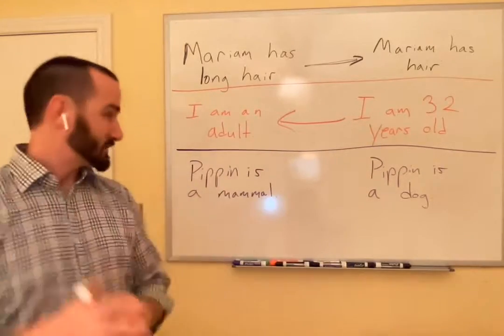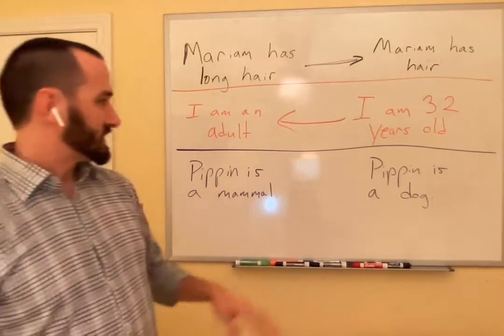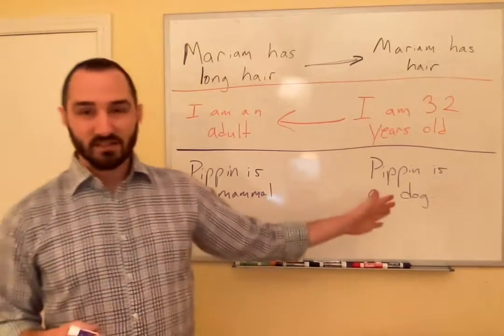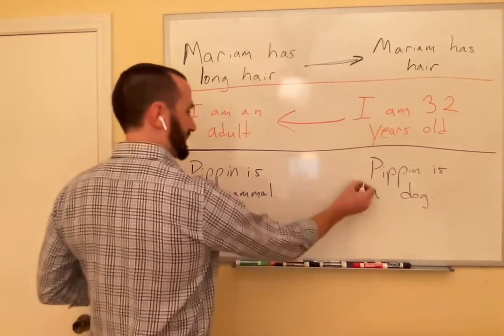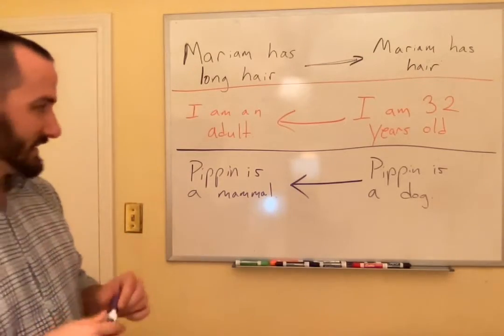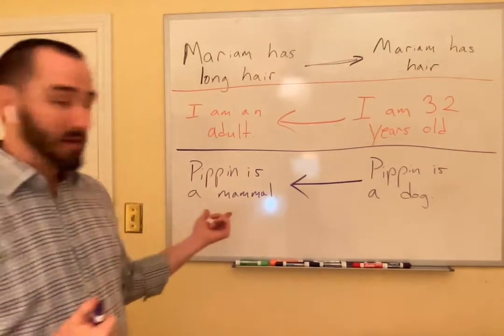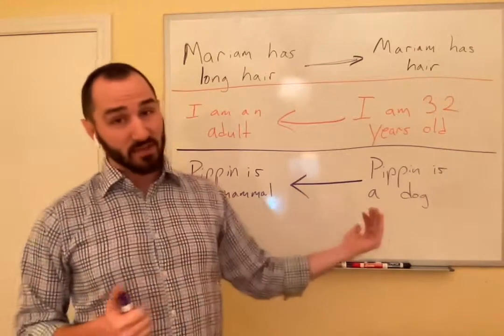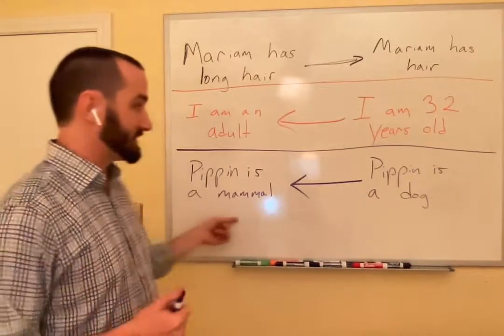Okay, last one. Go to my purple marker. So Pippin is a mammal, Pippin is a dog. Which one entails the other? In this case, it's going to be like this. Because if Pippin is a dog, he has to be a mammal. But he could be a mammal without being a dog, right? So if he's a dog, he has to be a mammal. The entailment happens this way.